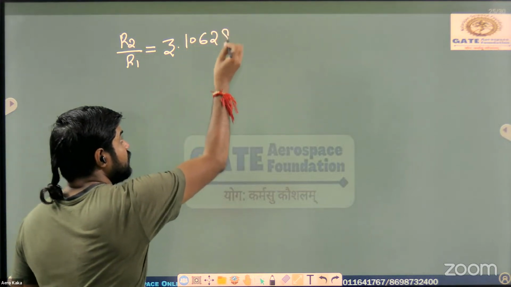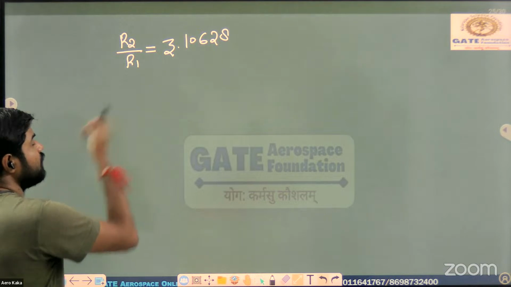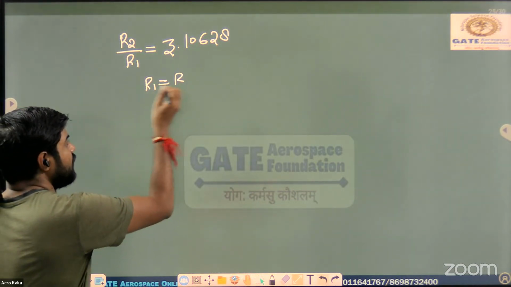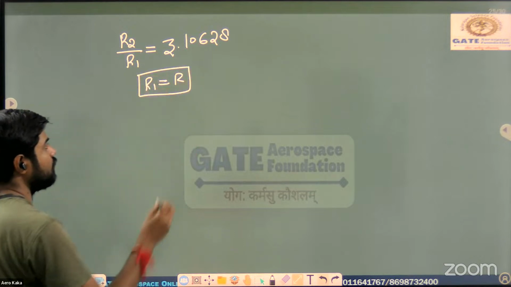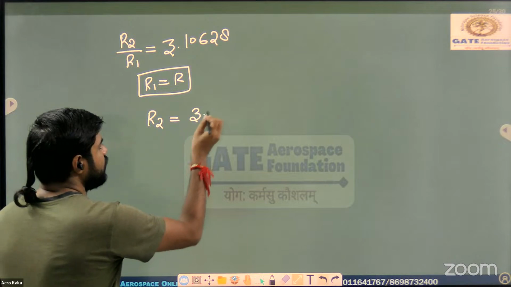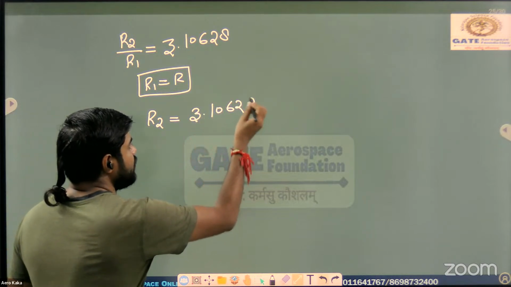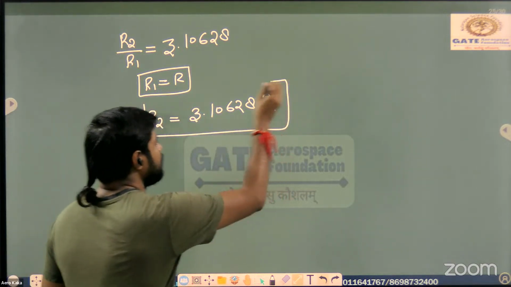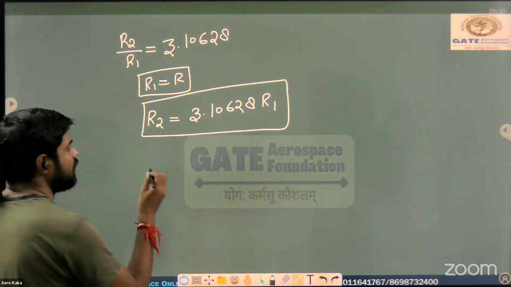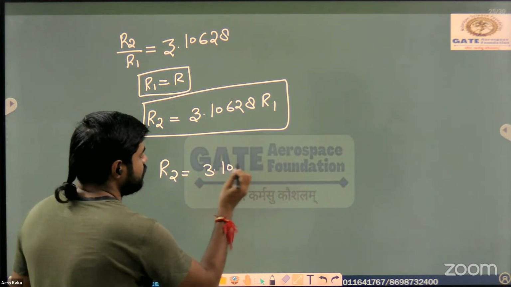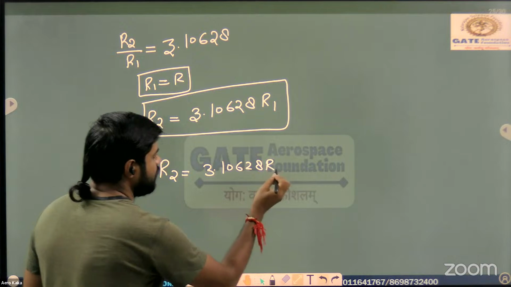3.10628. Right. So what is given here? R1, they are considering it's a capital R, right? And they are asking what is the value of R2. So put here, how much you're getting? R2 is equal to 3.10628 times of what? R1. Say yes or no? Check please. So what is R1 here? You can write R2 is equal to 3.10628 times of capital R.